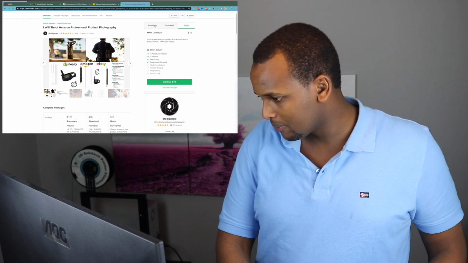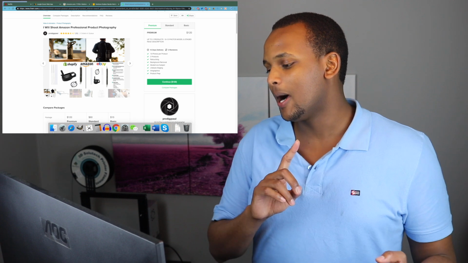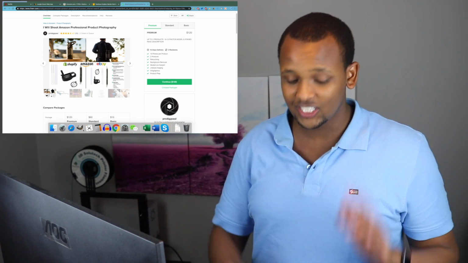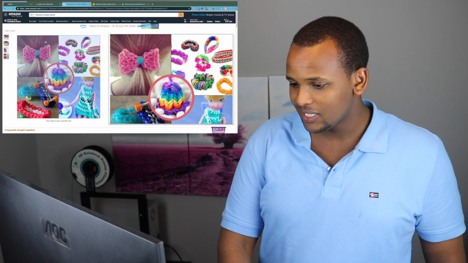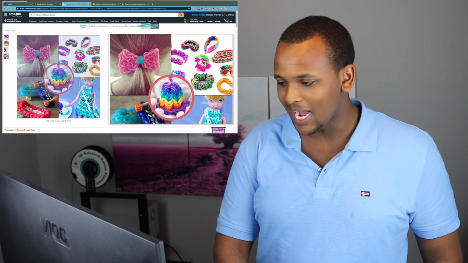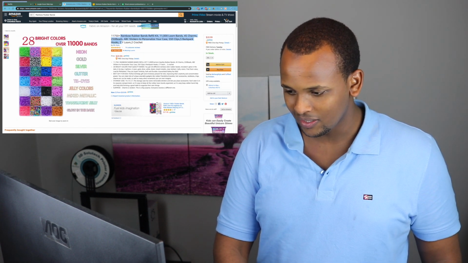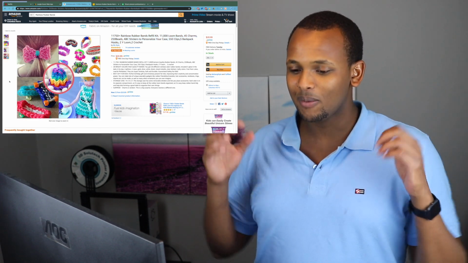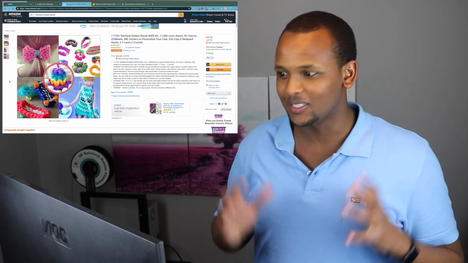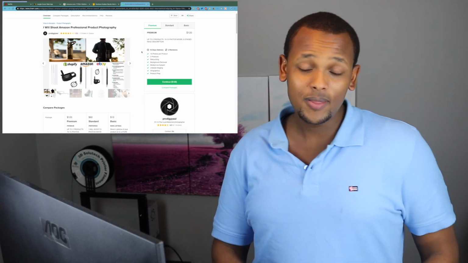Let's look at their premium. Yeah, I probably would go with their premium. It includes a model and a lifestyle stage. What that means, a model and a lifestyle stage: do you see that little girl wearing the bow tie? That's what you want. This doll here, and this listing is actually super simple. We're talking about some absolutely amazing photos that they could do for $120. That's pretty impressive.